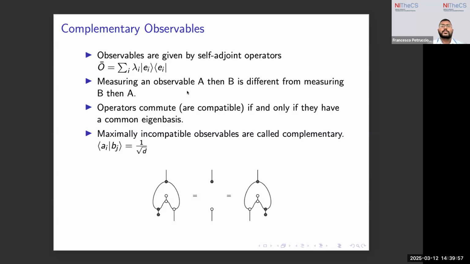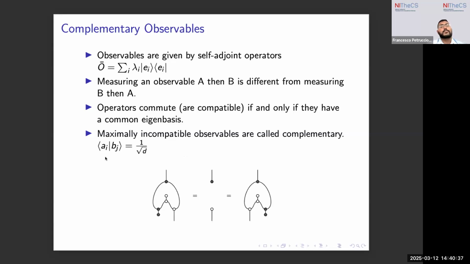But for observables, we notice something. In quantum mechanics, if you measure an observable A and then B, it's not in general the same as measuring B and then A. It doesn't commute, in a sense. So we call operators compatible, or say they commute, if and only if it does not matter which one we measure first. And it turns out that they are compatible if and only if they have a common eigenbasis. When they are as incompatible as possible, we call them complementary.